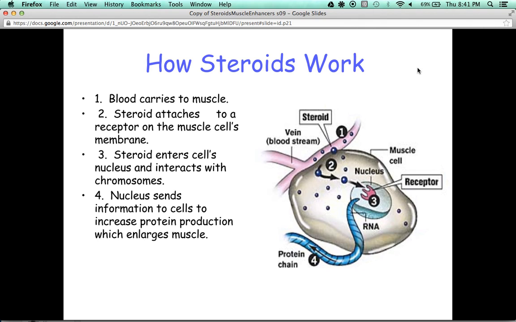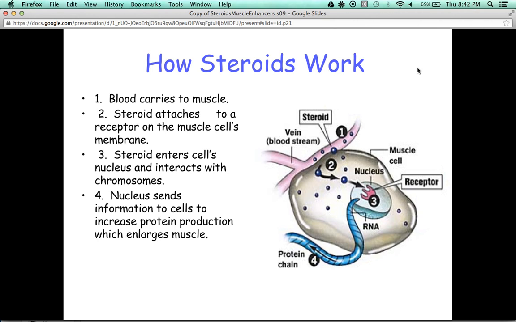So a little bit of science for you. How steroids actually work. Well, we all know that blood goes throughout all of our muscles, giving them oxygen, giving them the energy that they need. Well, the steroids will go into the bloodstream, and the blood will carry the steroids to the muscle. Once the blood carries the steroid there, the steroid will attach itself to a receptor on the muscle cell membrane. Big fancy words, where it's just going to attach to the cell, go in, and start working. The steroid will enter the cell's nucleus and interact with its chromosomes. What it's going to do from there is send information to the cells to start increasing protein production, which is going to then enlarge and enhance the muscles.